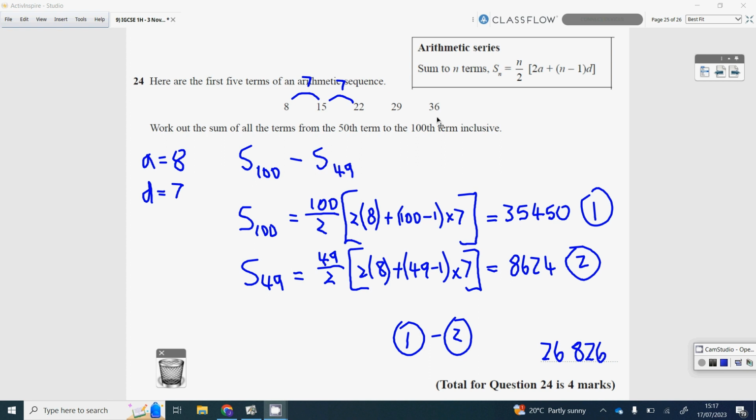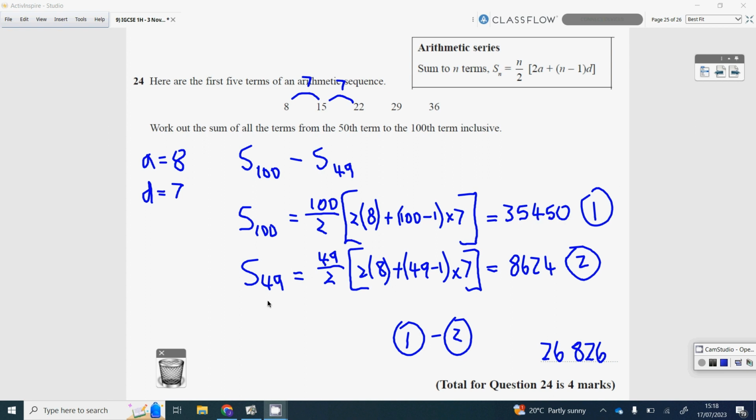So I'm then just going to substitute in twice into the sum to n terms formula, which I'm given at the front, which is this. So my sum for the first 100 terms, so n is 100, is going to be 100 over 2, 2 lots of a, 2 lots of 8, plus 100 minus 1 times my common difference, which is 7. Popping that into my calculator, I can see that the sum of the first 100 terms is 35,450.